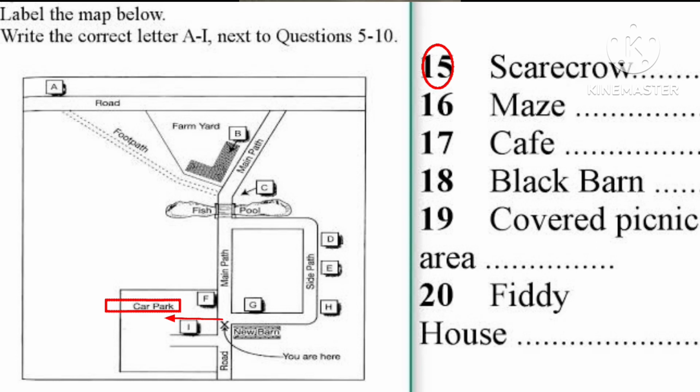Listen to the audio further. The scarecrow you can see in the car park in the corner beside the main path is a traditional figure for keeping the birds away from crops.